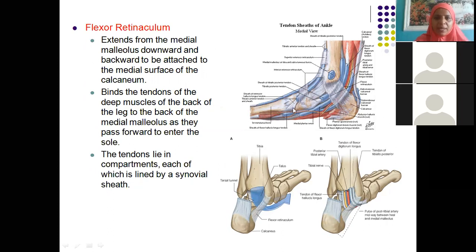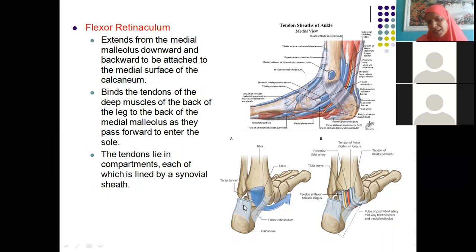That's the reason you are finding great toe side. That means this looks as though it is the medial view, isn't it? So here we have the flexor retinaculum, extending from the medial malleolus. Medial malleolus is the extension of which bone? Tibia. Very good. You can see the thickening of the deep fascia directed downwards and backwards, and it is attached to the medial surface of calcaneum. This whole bone is calcaneum, we already know.